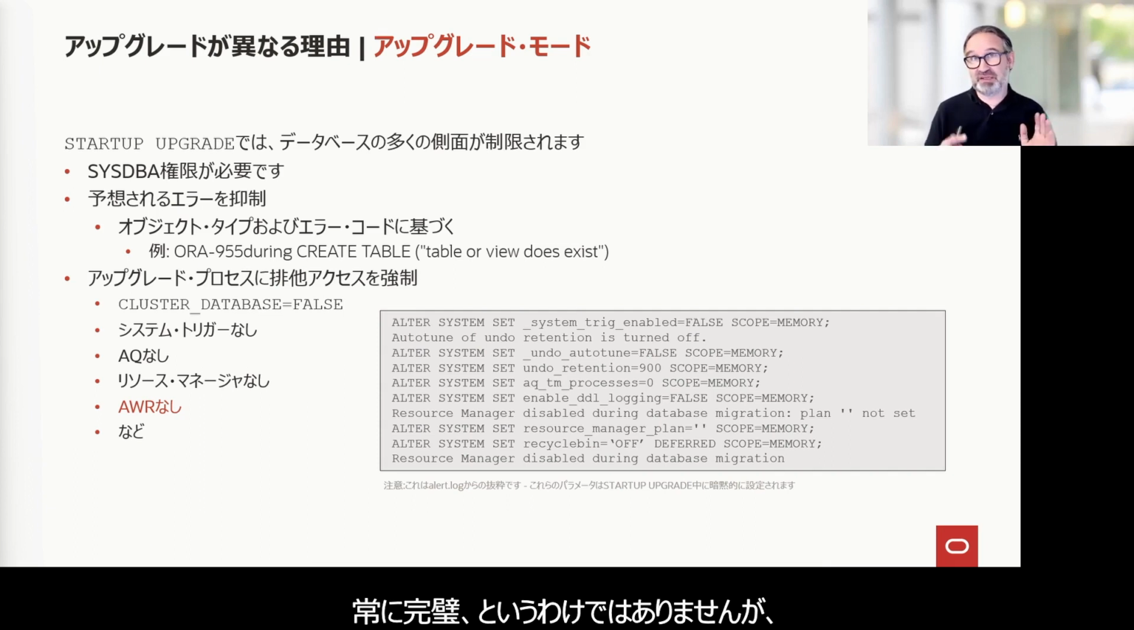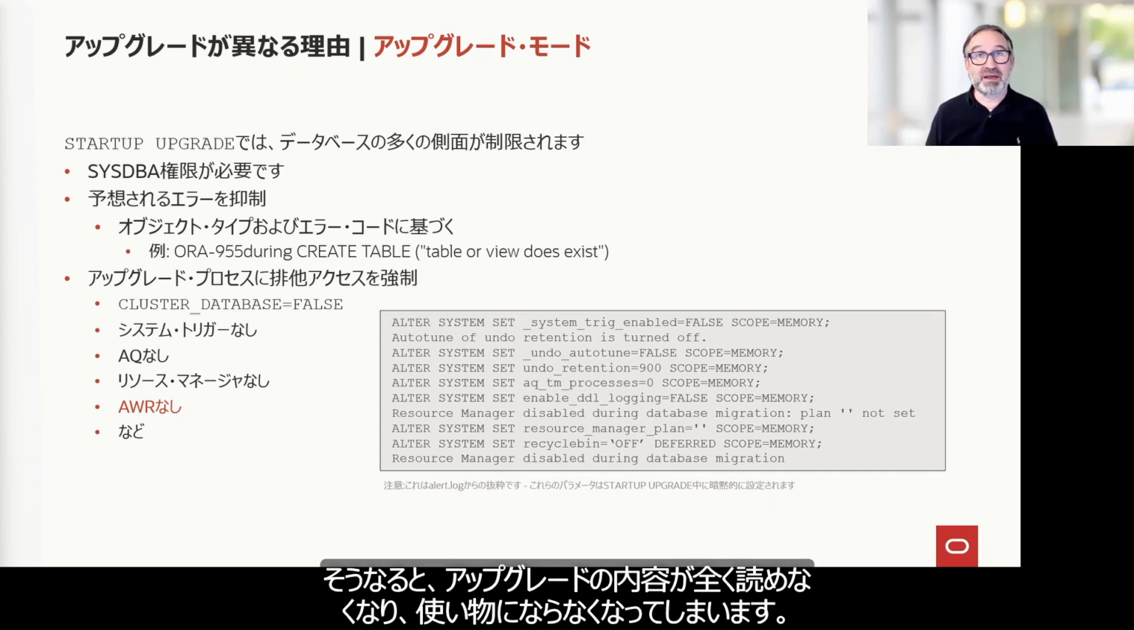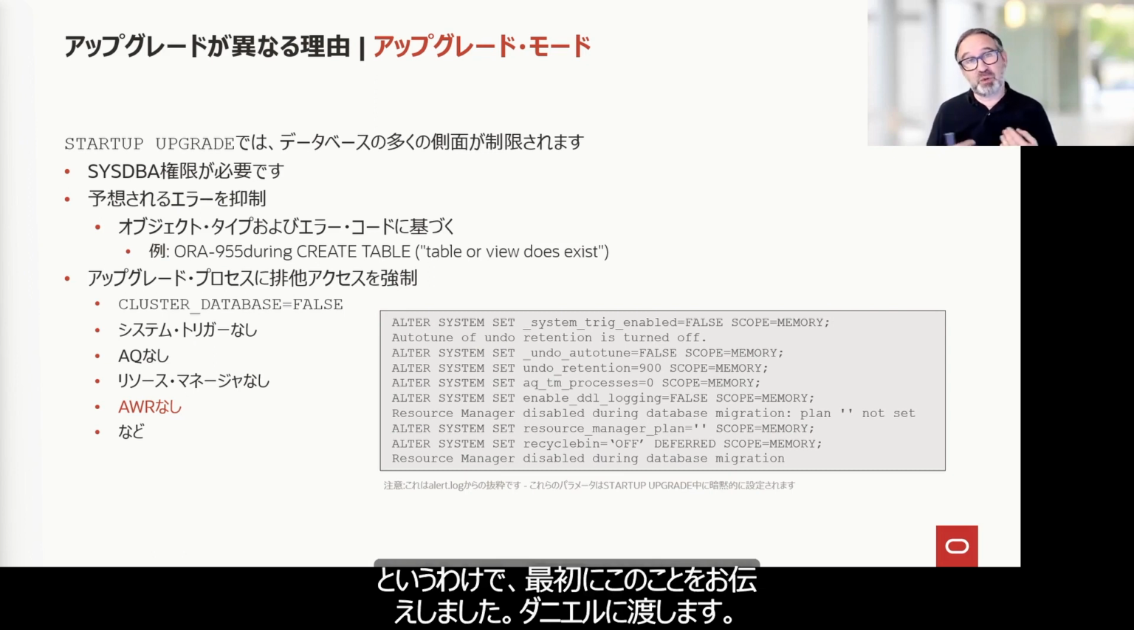So it doesn't mean it's always flawless, but we know our candidates and we know what we don't want to show you to make the log files really a useful piece, because otherwise, when an object already exists and you rerun the upgrade, you would get an error that that object already exists, and that would make the upgrade logs completely unreadable and not useful anymore. So this is what we want to tell you here as a start. And now off to Daniel.